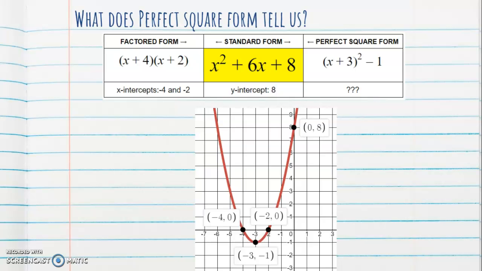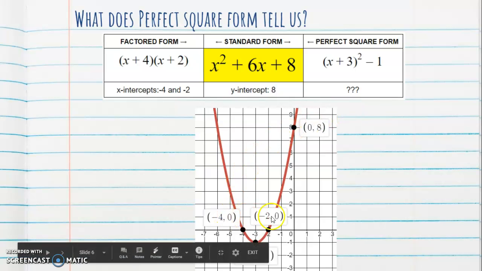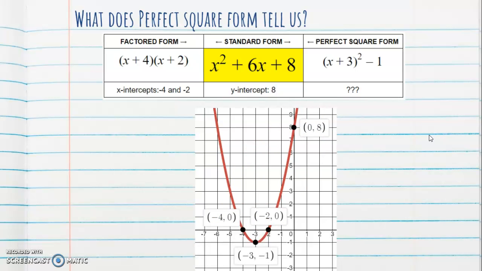Well, there's only 4 points highlighted. We got this one, and this one. And so if you look down at the bottom, as soon as it goes, you can see here -3, -1. That's our vertex. -3, -1 is our vertex. And in my perfect square form, I see x plus 3 squared minus 1. I see that same 3 and 1 in my perfect square form.